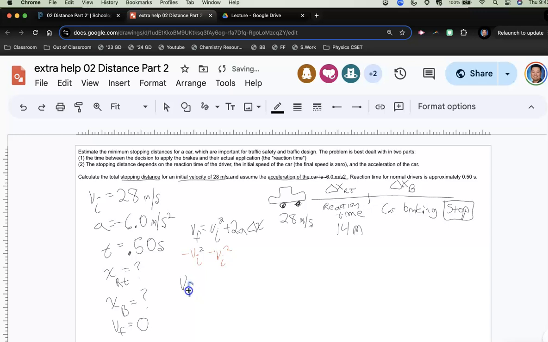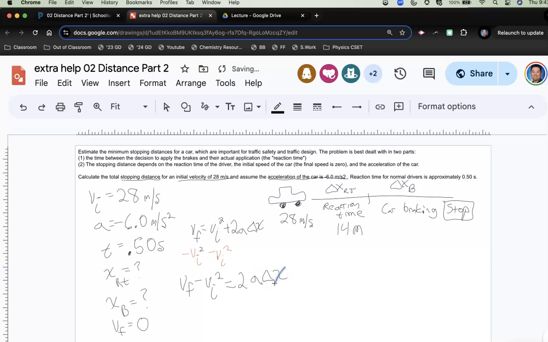Everyone write VF and then minus VI squared equals, and then what's left over if we just subtracted VI squared from here? 2A triangle X.